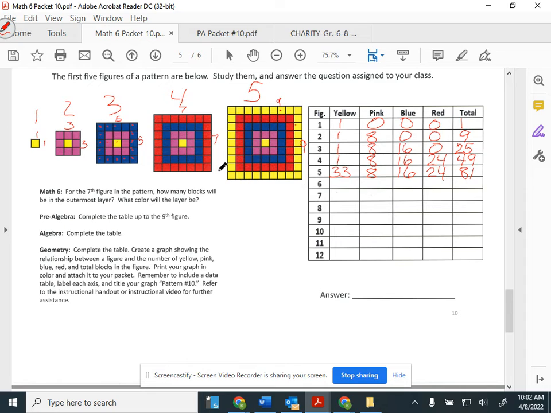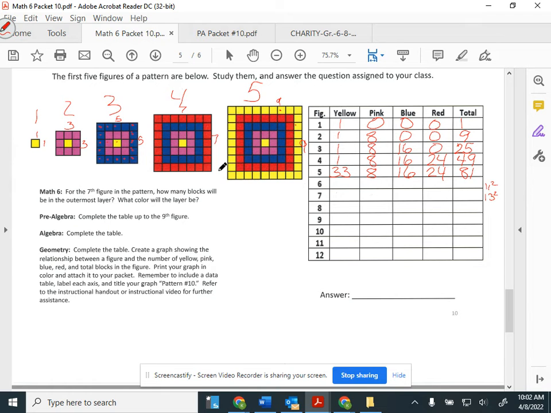Are we seeing a pattern with my total numbers? Yes. What kind of numbers are these? Oh. Perfect squares. My calculator. 1 squared, 3 squared, 5 squared, 7 squared, 9 squared. 11 squared. What's my total for number 6? 11 squared. What would the total for the 7th be? 13 squared. So we can follow that pattern for my total number. Yeah, it's our odd numbers. Our odd numbers we're squaring.